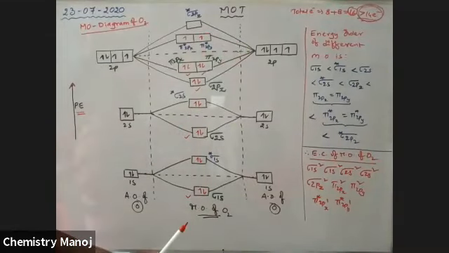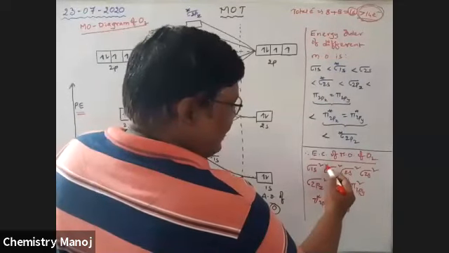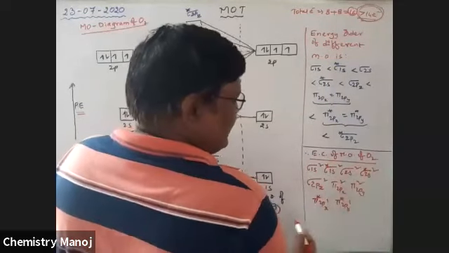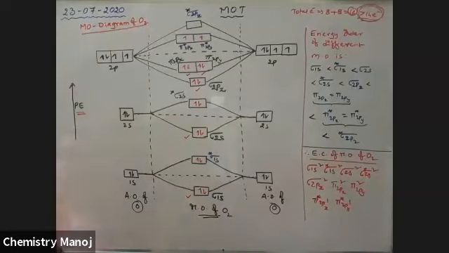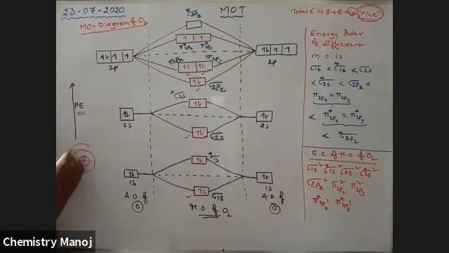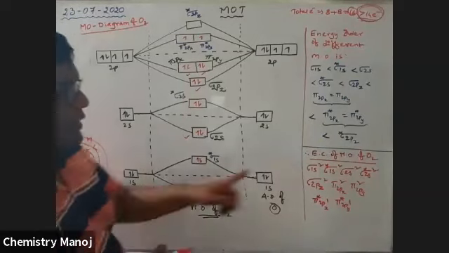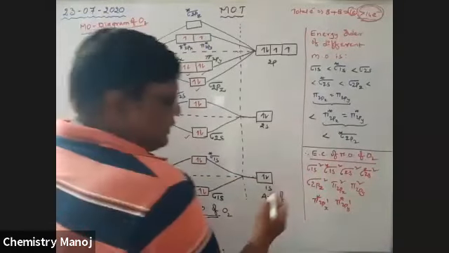So that is the electronic configuration of these molecular orbitals. Sigma 1s, sigma star 1s, sigma 2s, sigma star 2s, sigma 2pz. Generally, see here, this is the nucleus of the atom. This is the first orbit, this is the second orbit, and this is the third orbit. The first orbit is taken as the K shell, the second orbit as the L shell, the third orbit as the M shell. So the orbitals present in the first orbit are 1s, which is nothing but the K shell.